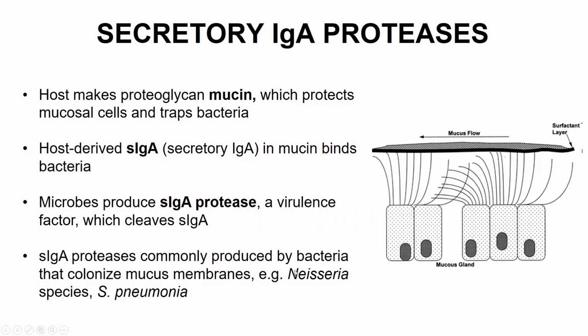So examples include Neisseria gonorrhoeae, which is the organism that causes gonorrhea in the urogenital tract, and Streptococcus pneumoniae, which causes pneumonia in the lungs. These are two important pathogenic organisms that make pretty large amounts of secretory IgA proteases, and these are virulence factors.